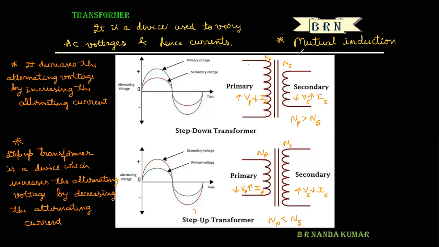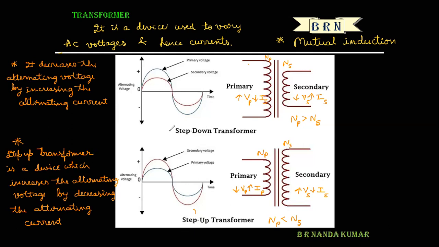So transformer is of two very important types: step up transformer and step down transformer. What is the meaning of step up transformer? It is a device which converts low alternating voltage at higher current into high alternating voltage at lower current. Or simply, it increases the alternating voltage. Step up transformer increases the alternating voltage by decreasing the alternating current.